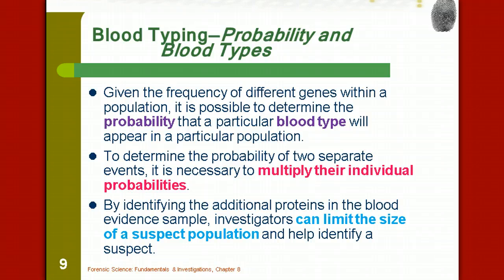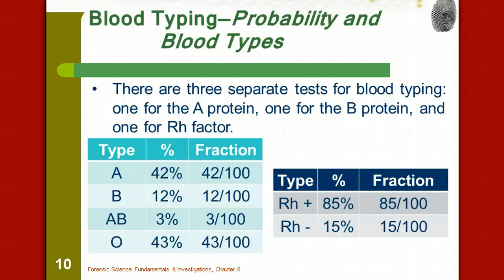That's probably going to help us indicate a particular person within a population. To determine the probability of two separate events, it's necessary to multiply their individual probabilities. Now, you've studied this in math before, right? By identifying additional proteins in the blood as evidence in the sample, the investigators can actually limit the size of a suspect population and help identify a suspect. So the more events that they multiply together, the smaller the number is going to get, the more likely it's going to indicate a particular person. Now, there are three different types of blood typing.